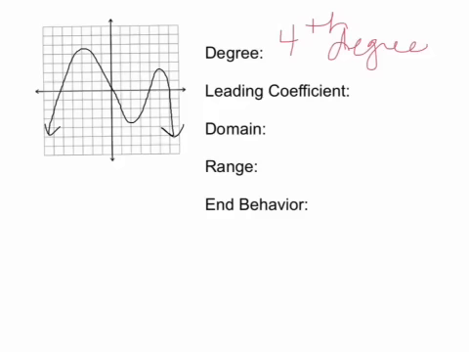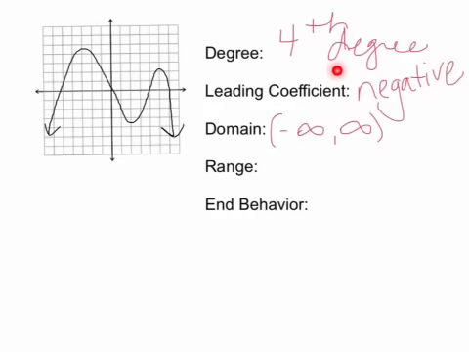Okay, now my leading coefficient. I know that my degree, because it's 4th degree, is even. I can also tell that because both ends go down, so they have the same end behavior. But because they both face towards negative infinity, my leading coefficient must be negative. My domain for any polynomial will always be negative infinity to infinity. But because it's not an odd function, you'll see that for my range, I have to read it. So in this case, it would be negative infinity to whatever my highest point was. So I'll just say 4.5.